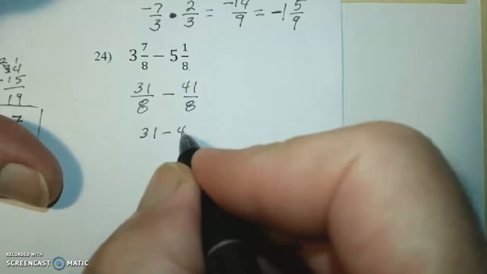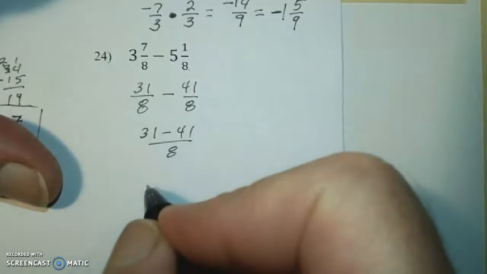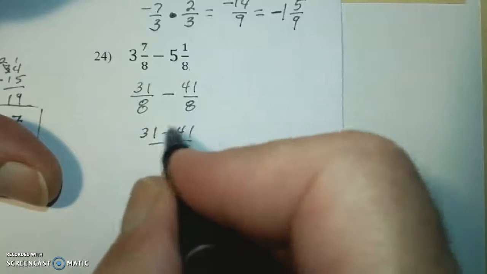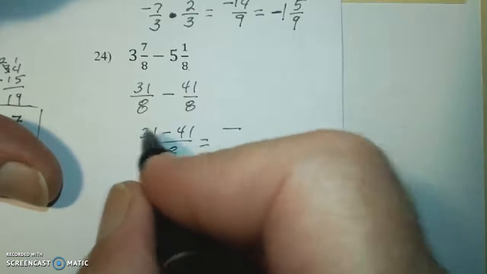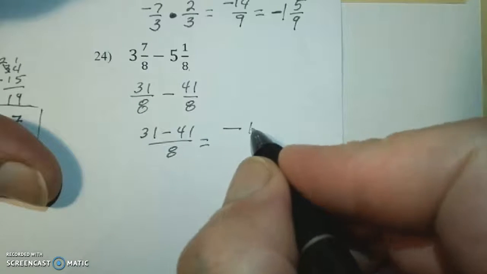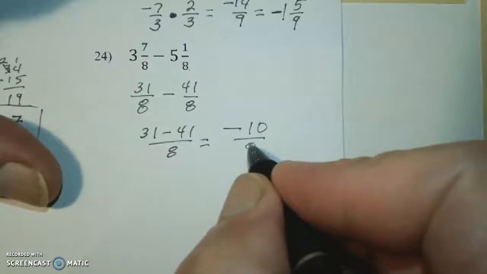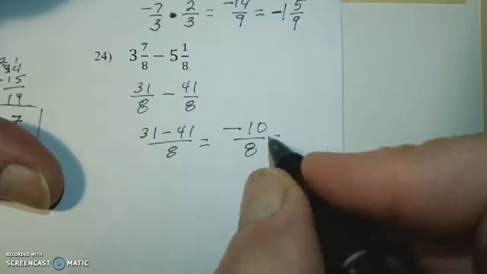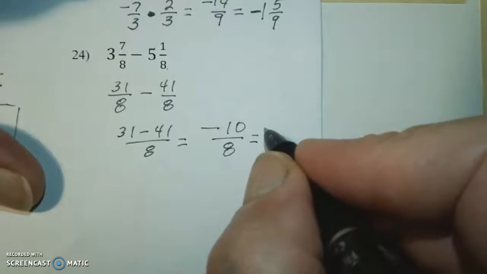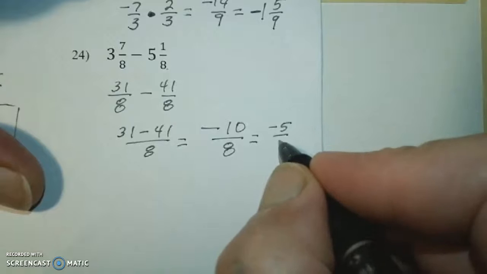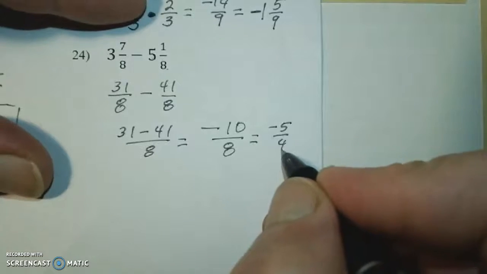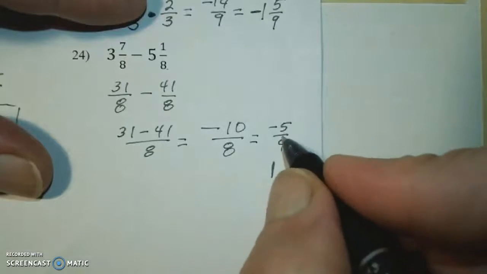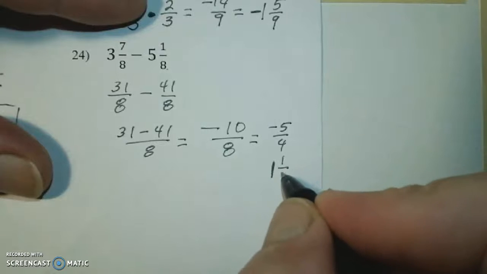31 minus 41/8. There are different signs here, so you're going to subtract. The larger amount's the negative. We're going to get a negative. 31 from 41 is 10. So negative 10/8. That can be reduced. They're both divisible by 2. So that is going to be negative 5/4. Changing it into a mixed number, 4 would go into 5 one whole time, and we would have one piece left over, 1 1/4.